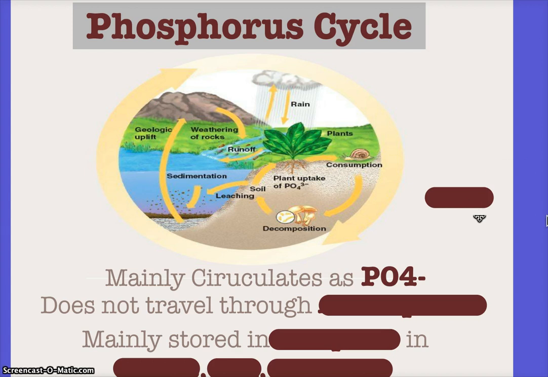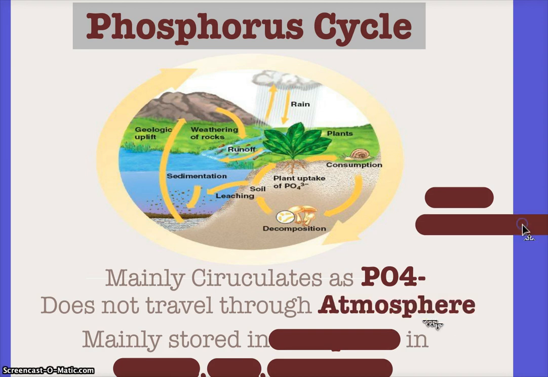Here's the unique thing about phosphorus or phosphate. It never, ever travels through one place. If you look at this diagram, where do you think phosphate never goes? Look at the arrows of phosphate being recycled. Where does it not travel through? It never goes up to the atmosphere. Correct. That's crazy. Phosphate only travels through the lithosphere, hydrosphere, and biosphere. It never travels through the atmosphere.